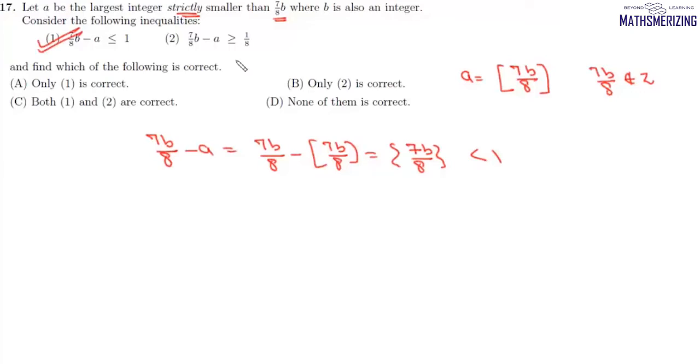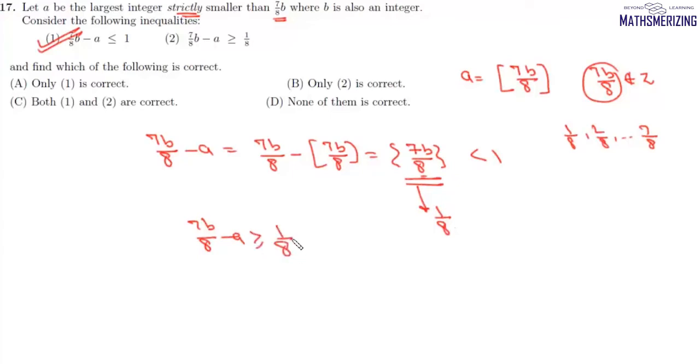Now what about statement 2? We know that 7b by 8 is not an integer, and since we are dividing it by 8, we'll get the remainder as either 1 by 8, 2 by 8 up to 7 by 8. So the smallest fraction value for 7b by 8 will be simply 1 by 8. That means 7b by 8 minus a will always be greater than or equal to 1 by 8. That means statement 2 is also correct. So the correct answer is option C. Both 1 and 2 are correct.